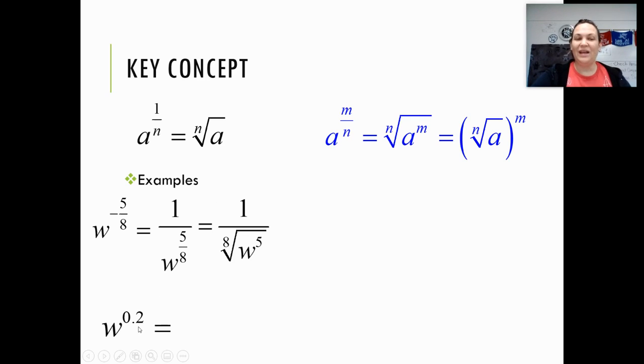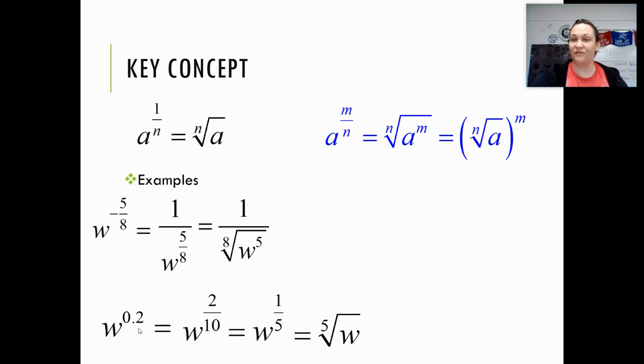Here's another one. Now, this is a decimal. We can't really work with decimals as exponents, so I should change that to a fraction. 0.2 is 2/10, and 2/10 simplified is 1/5. So if I want to write this as a radical, it's going to be the 5th root of w. And since my numerator turned into the number 1, I don't need to write it down.